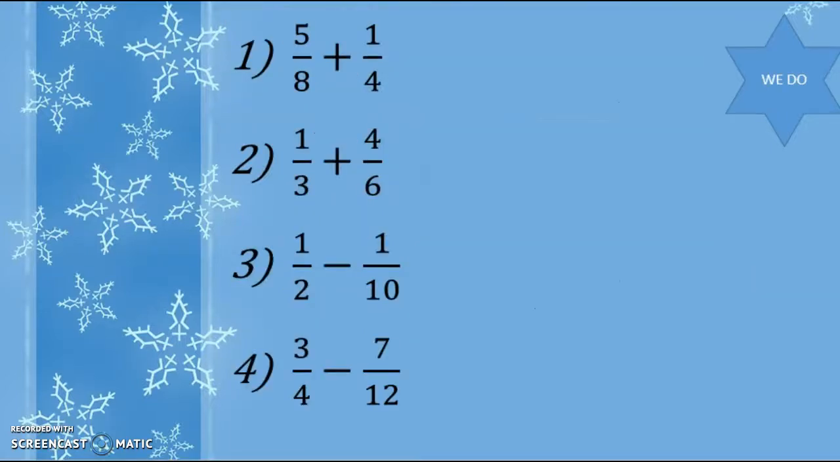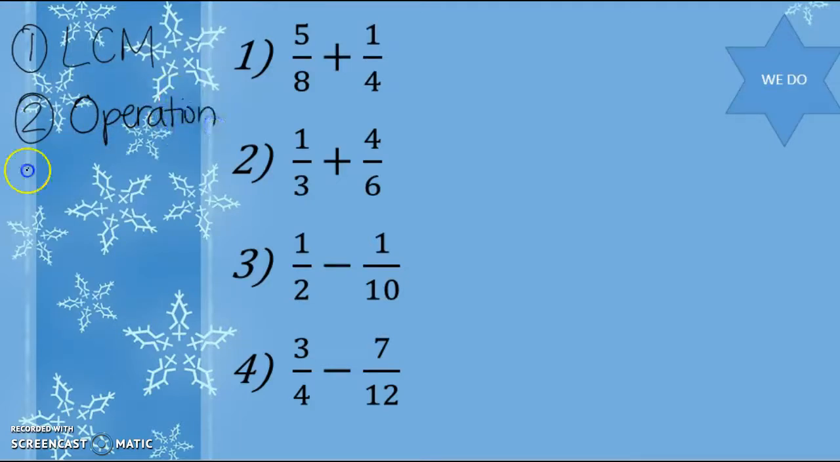Let's try a few of these together. Remember, step 1 is to find the least common multiple for the denominators. Step 2 is to do the operation. And then step 3 is simplify if we need to once we get the answer. Okay? What multiple do 8 and 4 have in common? Great, both of these have 8 in common.